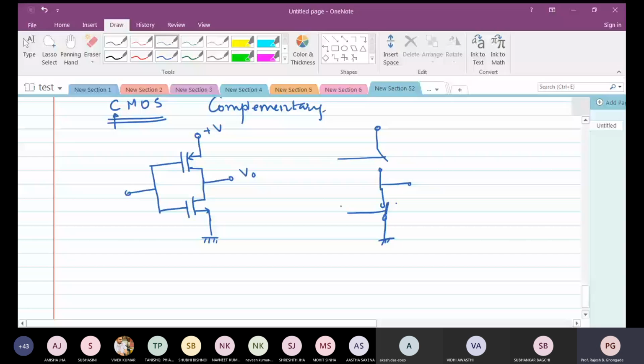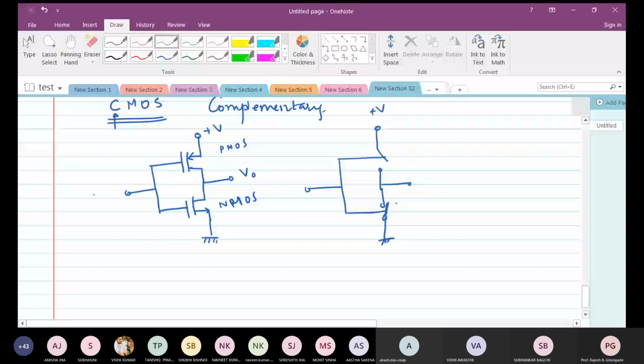So we make sure that this PMOS and this NMOS are never turned on at the same time. Of course, that is ensured by connecting the gates together and then applying the voltage over here, whatever your input voltage.